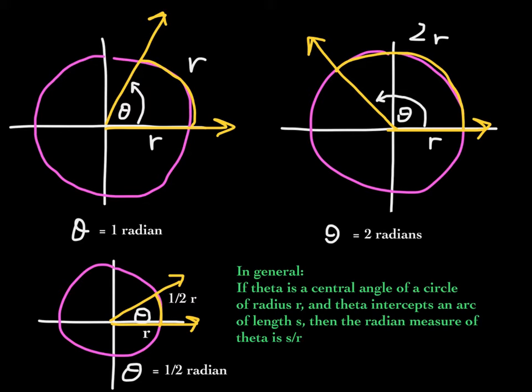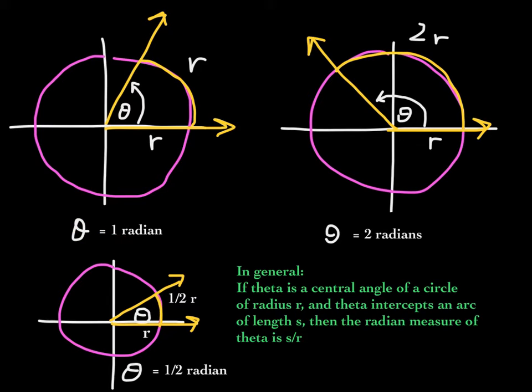So you can confirm that for each one of these. This is your s value right here. In this first case, your s value, your arc length, happened to be the same as the radius of the circle. So you divide the arc length by the radius, and that ratio will be the radian measure of your angle theta. So watch this. The arc length r divided by r is 1. So therefore, theta is 1 radian.